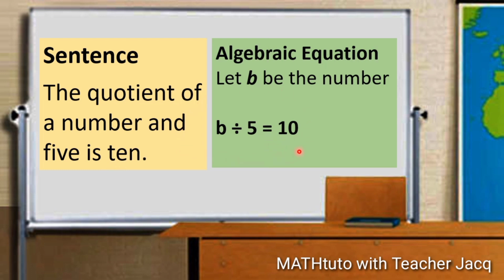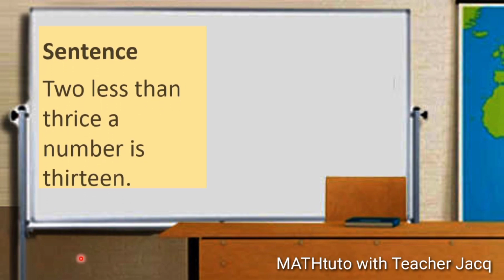Okay? Kung vice versa naman, ang given natin ay algebraic equation, change natin siya into a sentence. Okay? So, b pwedeng a number divided by 5 is 10. Or pwede ding a number divided by 5 is equal to 10. Pwede din naman itong sentence na to. The quotient of a number and 5 is 10. Let's have our last example.